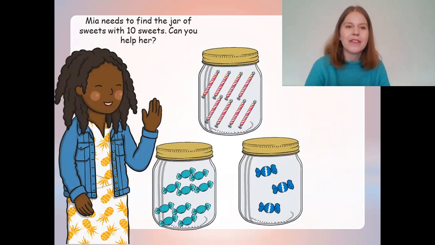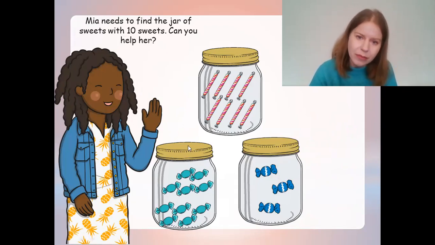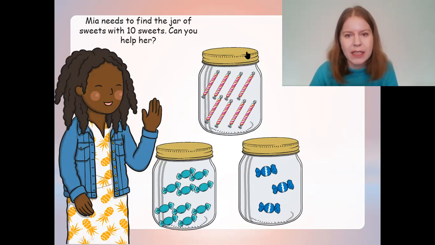Now I have my friend Maya. She needs to find 10 sweets in the jar, and I wondered, can we help her? So I can see there's a jar of sweets here, another jar of sweets, and another jar of sweets. Let's start looking at the first jar of sweets at the top.